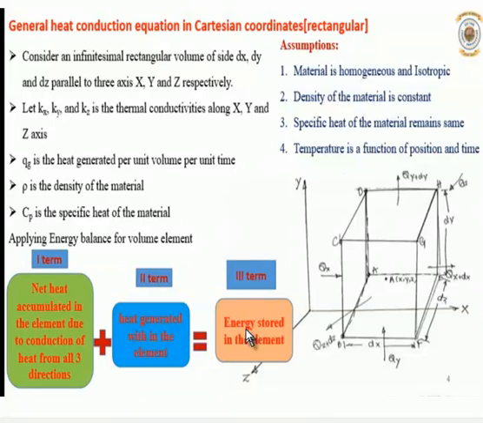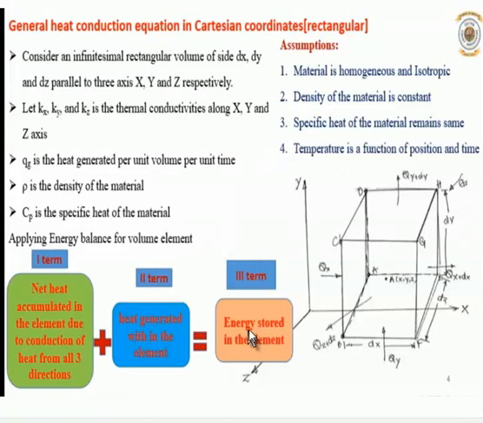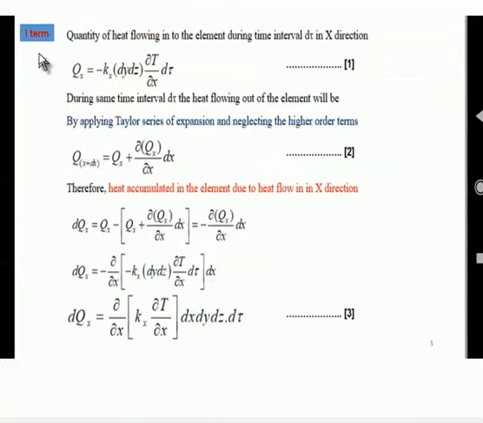The third term is equal to the first term plus the second term, that is, the energy stored in the element. So the net heat accumulated in the element when we apply heat flowing through this element in all directions, plus the heat generated within the element, is equal to the energy stored in the element. So we have to make three terms here. Next we go through them one by one.